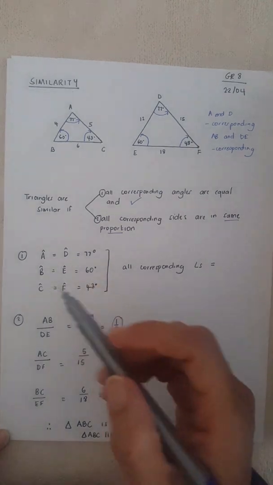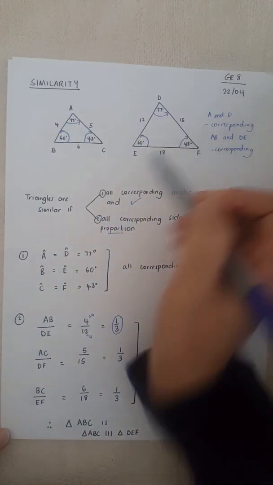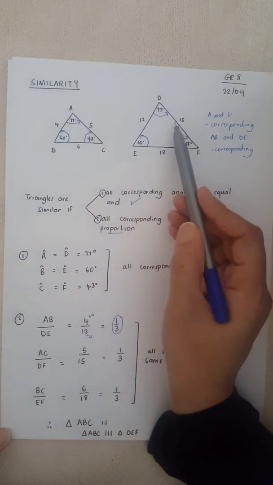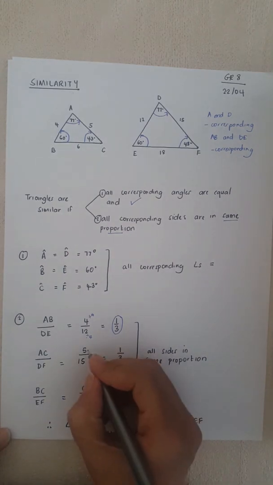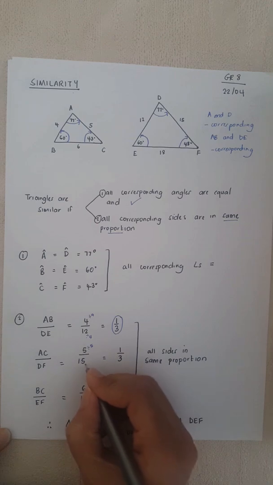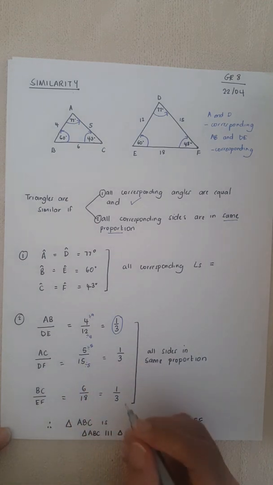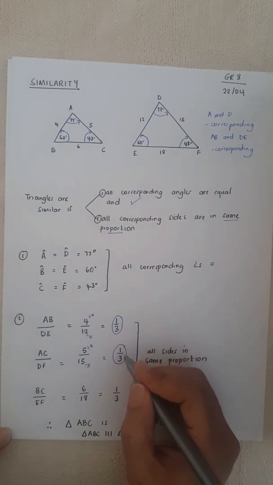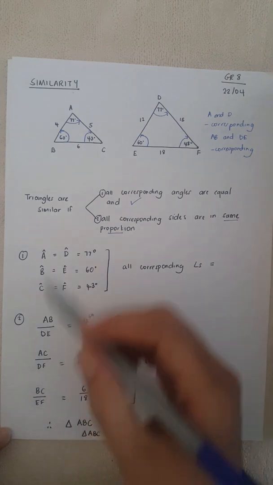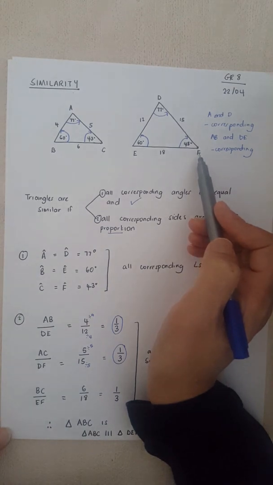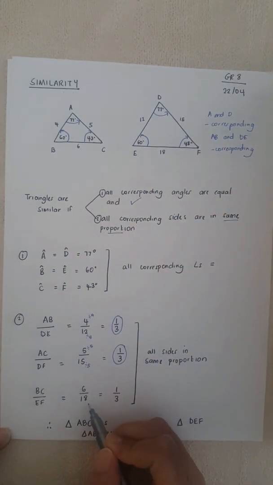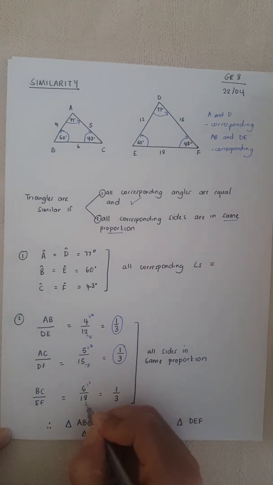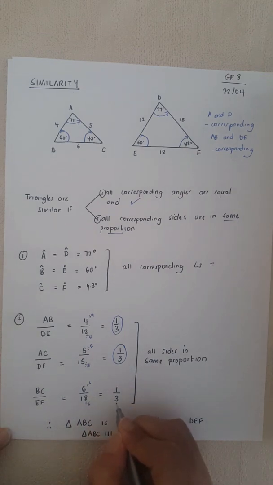So now I need to do the next one, AC and DF. AC over DF, I write it as a fraction, 5 over 15. And then I simplify it again, dividing by the highest number that can divide into both the numerator and the denominator, and my answer is 1/3. So far we have proved that these two are in the same proportion. Let's check BC and EF. So I've written 6 over 18 and I've simplified it. I've divided by 6, the highest factor that can go in there. So my answer is 1/3.